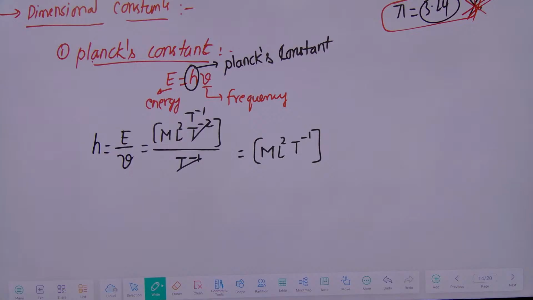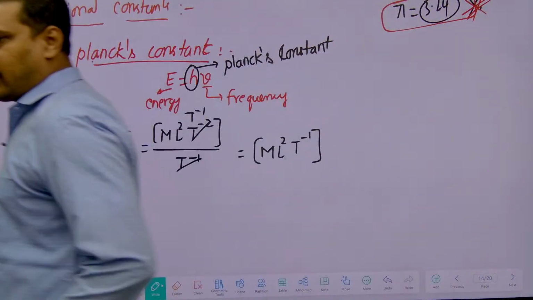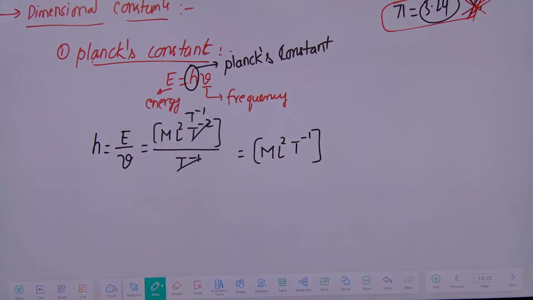Energy and work done will have the same dimensional formula, remember that.